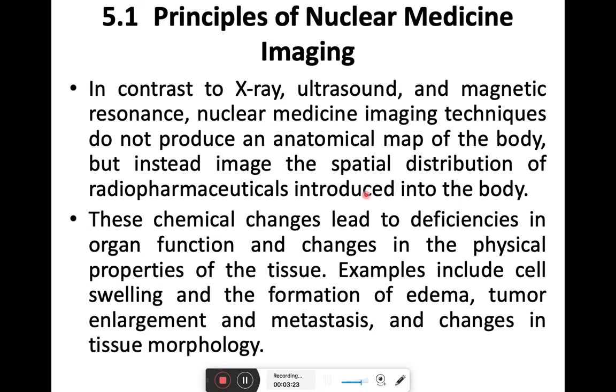Now, if for example our body has cell swelling, or if there is a formation of edema, or there will be a tumor enlargement and metastasis, or any changes in tissue morphology, this kind of health situation can contribute to the changes in the physical properties of the tissues.